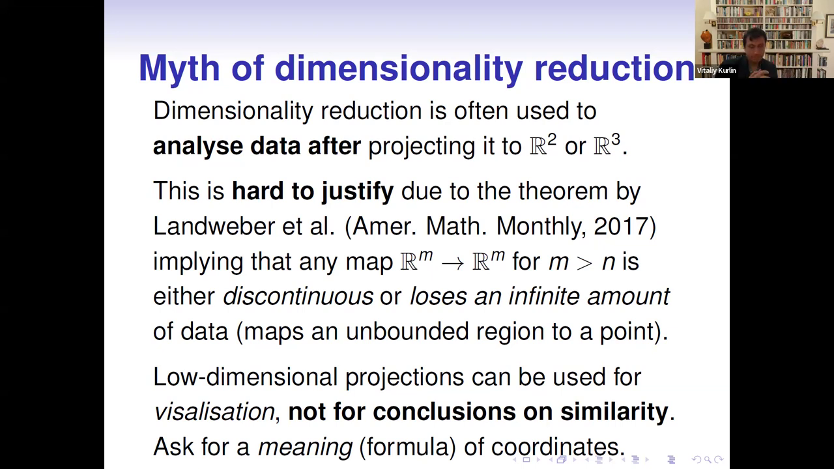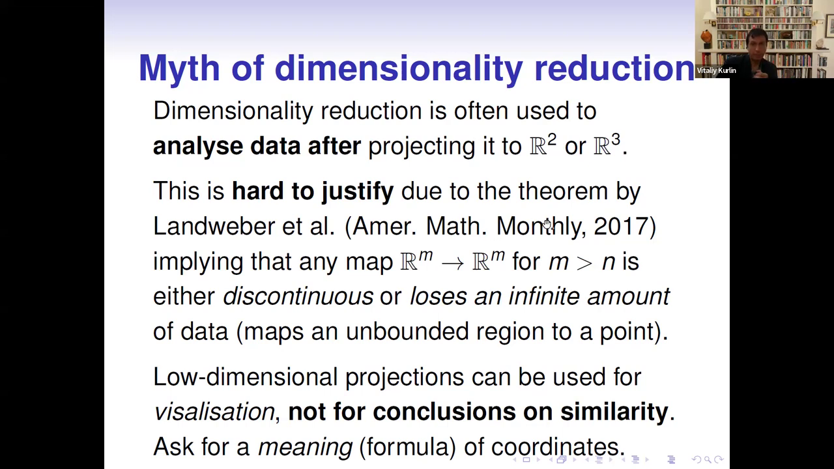So what does it mean? It means that low dimensional projections can be helpful for visualization. Of course we like pictures, so it's nice to look at pictures. But we should not use these projections to low dimensional subspaces for any rigorous analysis, especially about similarity. If two points from high dimensional space are projected to very close points in low dimensions, or even to the identical point, it doesn't mean that their pre-images in high dimensional space were identical or even close. They could be far away from each other.